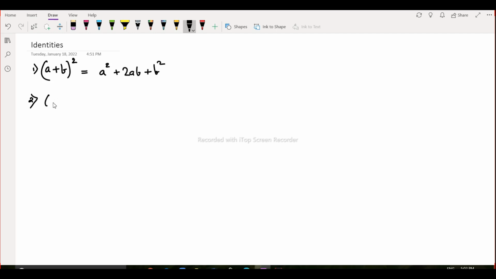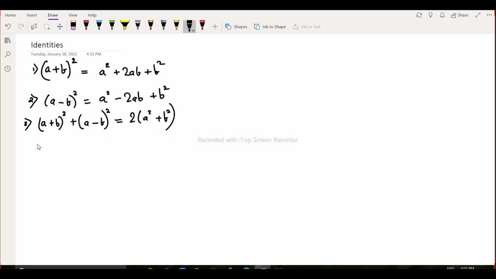The second one we'll use today is (a minus b) the whole square, which is a square minus 2ab plus b square. Then the third one: if we add the first and the second, so (a plus b) the whole square plus (a minus b) the whole square is equal to, if you add, the 2ab terms will get cancelled, you will get 2 times (a square plus b square). If we subtract second from the first, so we have (a plus b) the whole square minus (a minus b) the whole square, you will get 4ab, right?